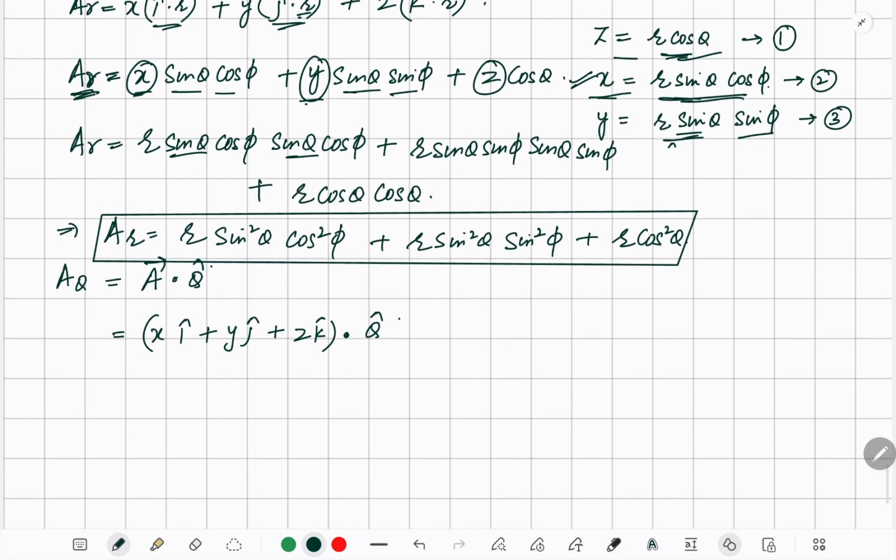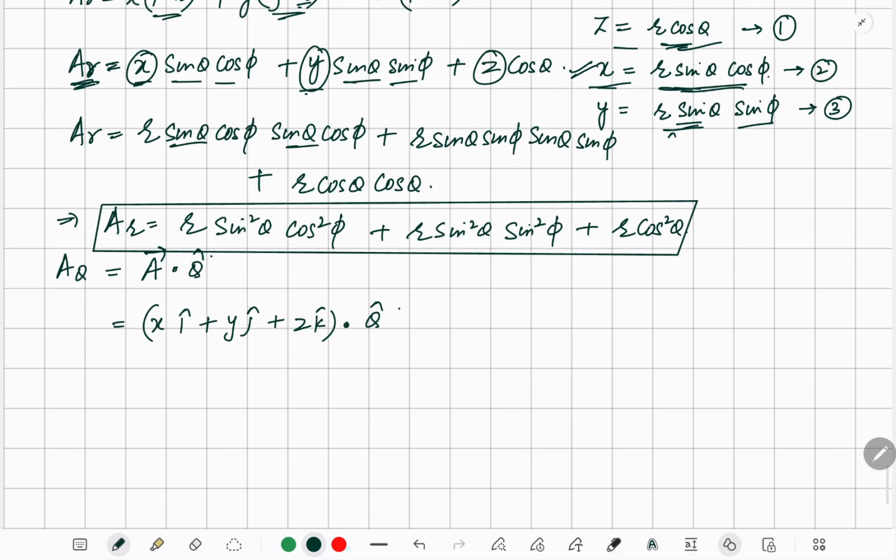Okay, now this is done. So similarly we'll use the same thing here: x into i cap dot theta cap, plus y into j cap dot theta cap, plus z into k cap dot theta cap.